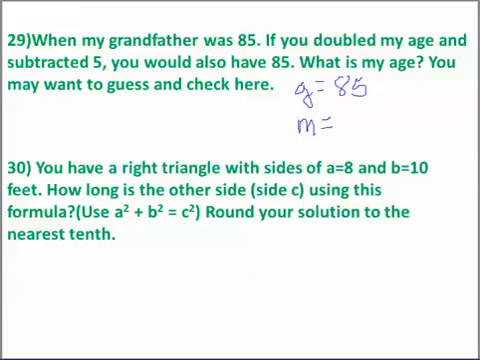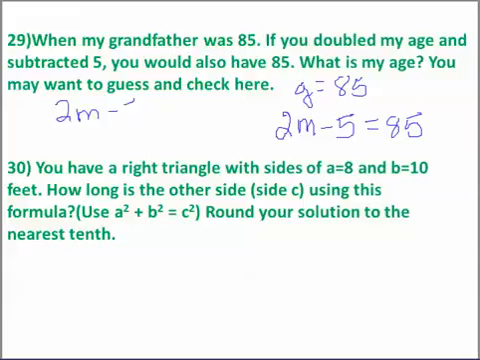If you double my age and subtract 5, so if you double my age and then take 5 away from it, and I kind of mucked up the equal sign, so let me get rid of that. Go back to that. If you take my age, double my age and add 5 to it, you would also get 85. What is my age?